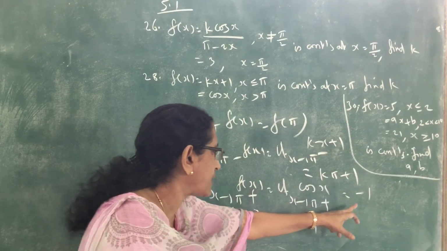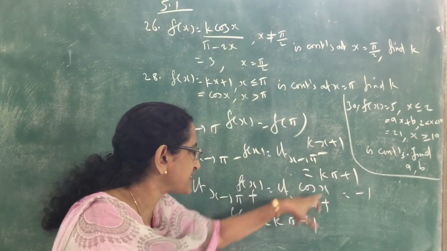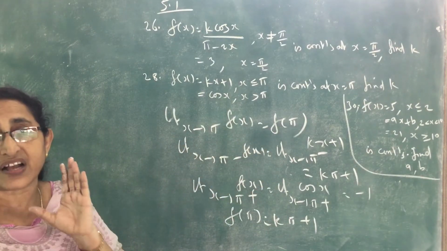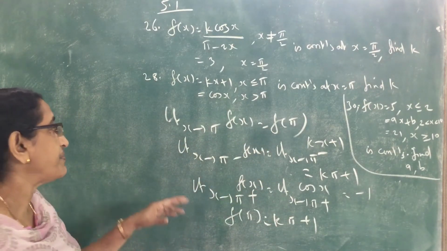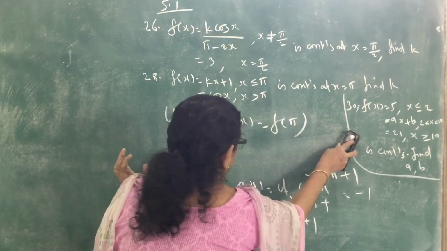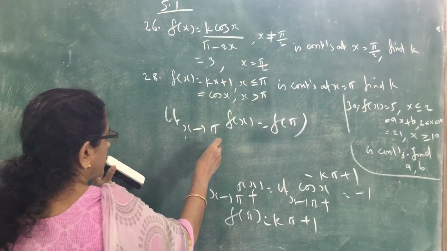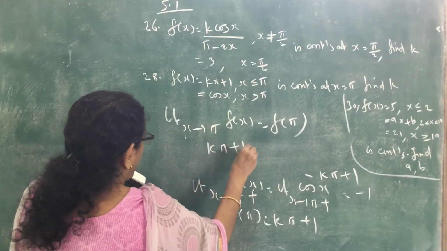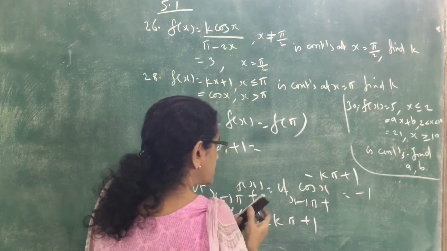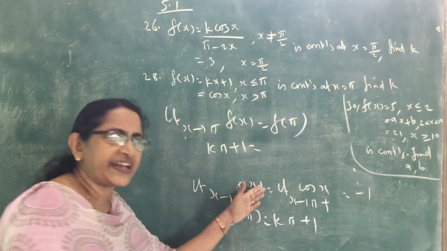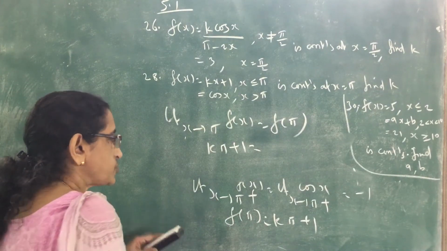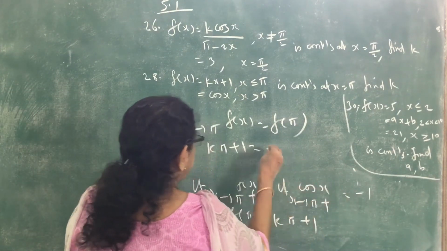So k pi plus 1 equals minus 1. Using this definition, since the function is continuous at x equal to pi, we can equate these three. Therefore k pi plus 1 equals, here the right limit we got, minus 1. Left limit equals right limit equals f of pi, all three are equal. So k pi plus 1 equals minus 1.